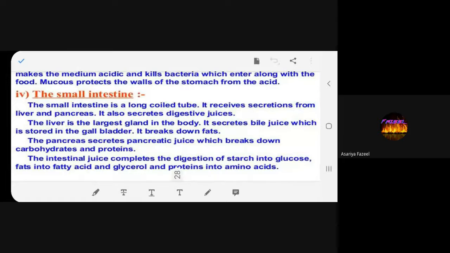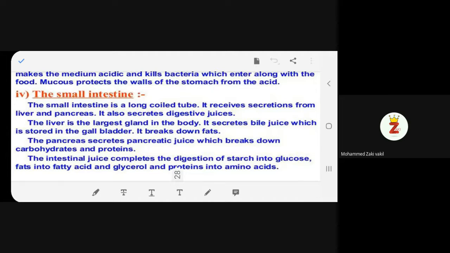Yes, read, beta. Small intestine. If you can see the slides, start reading. The small intestine is a long coiled tube. It receives secretions from the liver and pancreas. It also secretes digestive juices.